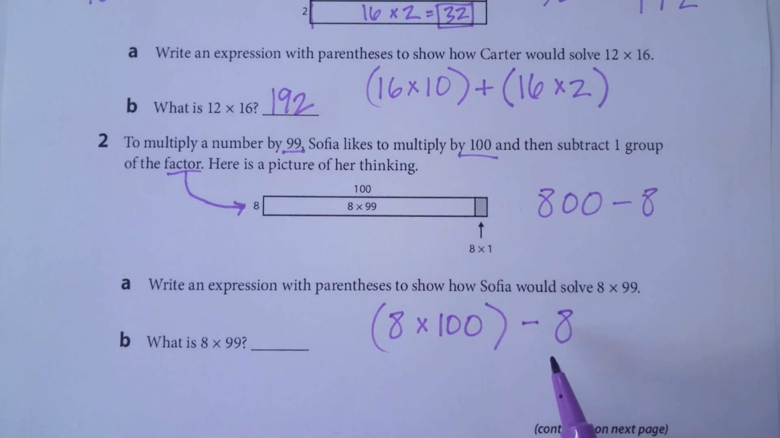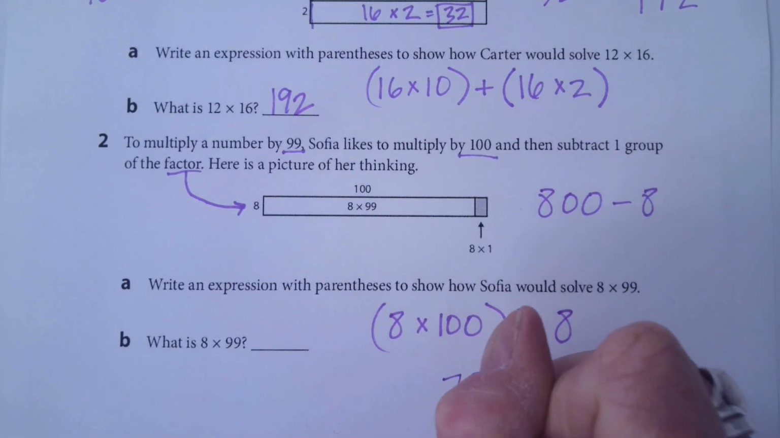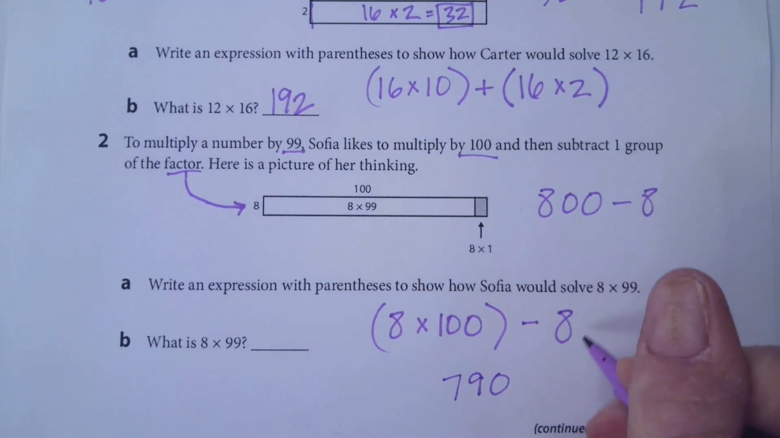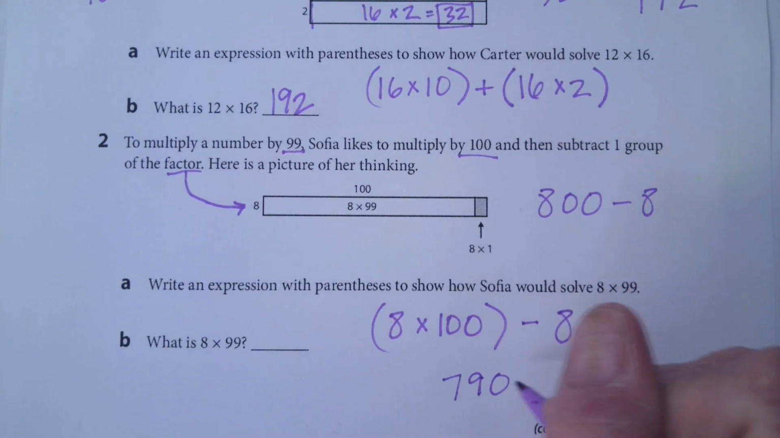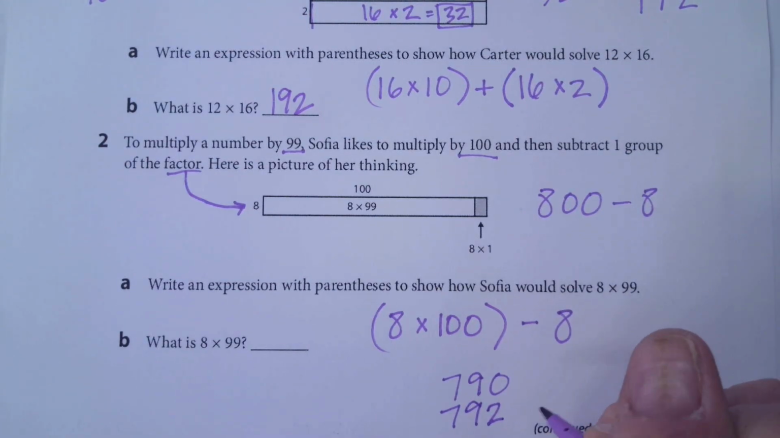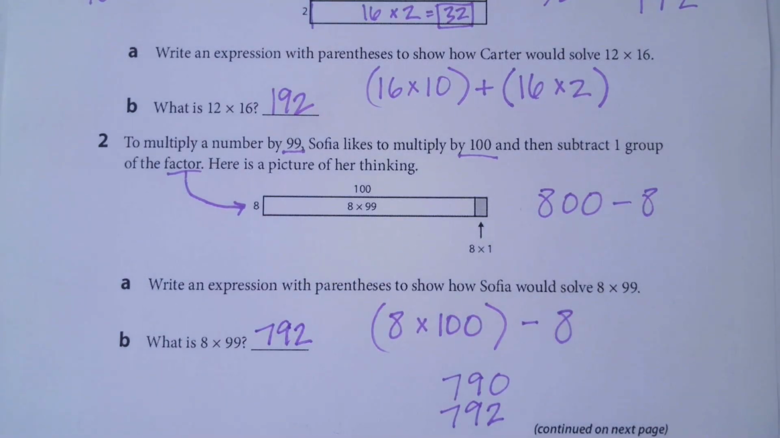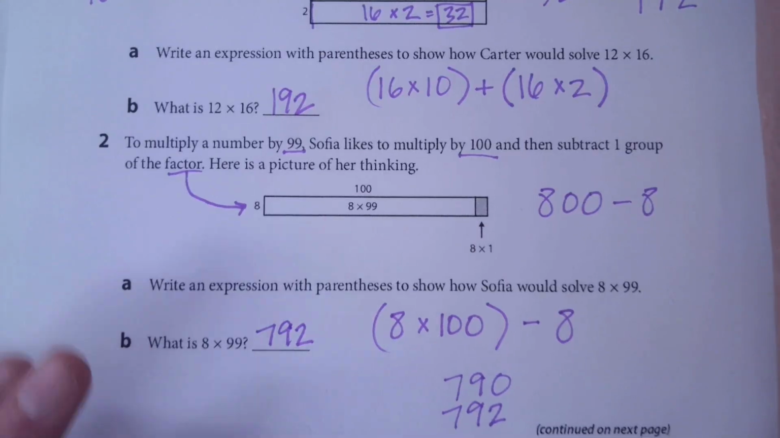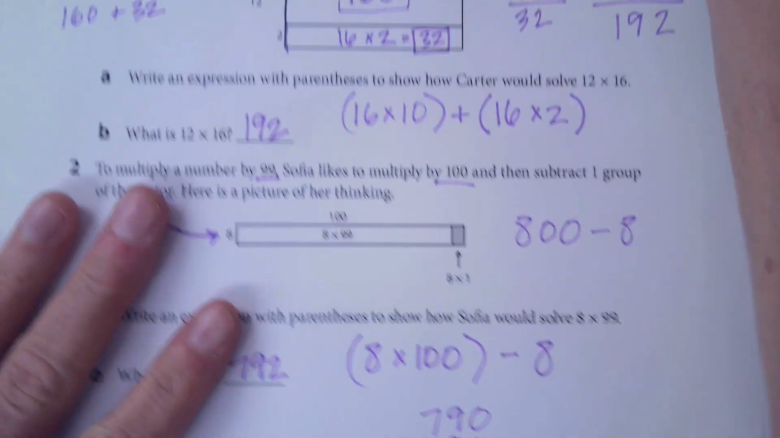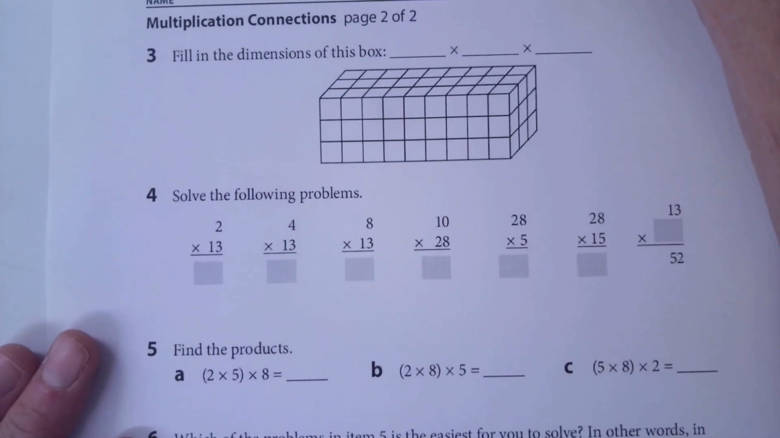If I was taking away 10, that would be 790, but I'm not taking away a whole 10. I'm only taking away 8. So that would be 792. So I believe we have 792. Beautiful. Okay, so applying our multiplication models and strategies we've been doing in class to some more tricky 5th grade work.